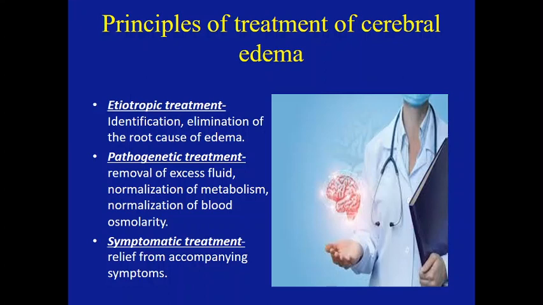Principles of treatment of cerebral edema. As we know from the course of general pathophysiology, there are three main principles: etiotropic treatment, pathogenetic treatment, and symptomatic treatment. Etiotropic treatment means identification and elimination of the root cause of edema. Pathogenetic treatment, for example, removal of excess fluid, normalization of metabolism, normalization of blood osmolarity. And the last principle is symptomatic treatment, relief from accompanying symptoms.